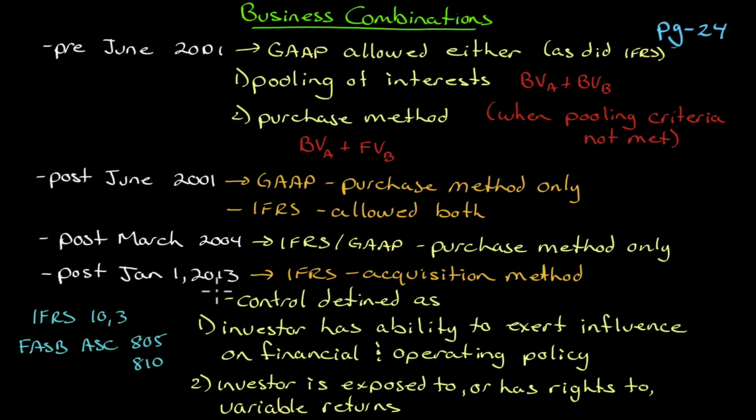After January 1st, 2013, IFRS is now with the acquisition method. We'll talk about GAAP in a second. GAAP's very close to the same thing, but just different language, right? IFRS uses the acquisition method, and they redefine control more broadly. GAAP didn't take the broad definition, but specifies control in a very objective way. IFRS does it more in terms of a motivation or a strategic way. The investor has the ability to exert influence on financial and operating policy, and the investor is exposed to or has rights to variable returns. The new accounting policies are covered by IFRS 10 and 3 and FASB's ASC 805 and 810 for those that want to know.